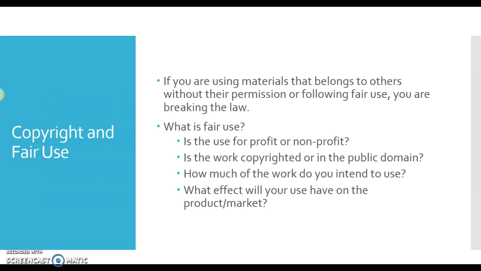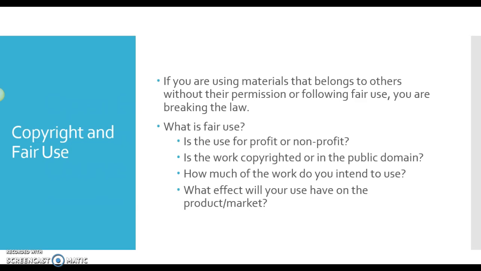What is fair use? There is not one determining factor to decide if you are using something fairly. Instead, there are 4 categories or 4 questions that you should ask. First, are you using the material for profit or commercial use? Or are you using it for nonprofit, non-commercial, or educational use? It is more likely that it falls under the category of fair use if it's something for nonprofit or non-commercial use. The second question to consider is this: is the work copyrighted, or is it in the public domain?